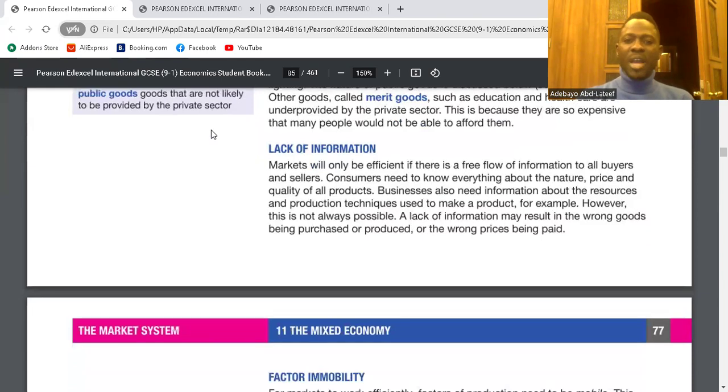Lack of information. Are you there? Yes. For lack of information, we're talking about people missing out on information. There's an information gap. There's asymmetric information, which makes you as a consumer overestimate the benefit of consuming a product or underestimate the benefit of consuming a product. So if consumers take decisions based on the fact that they lack information and they overconsume, it's a market failure. They underconsume, it's a market failure. So lack of information might make you do that.